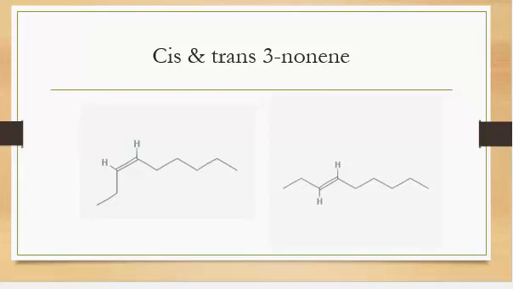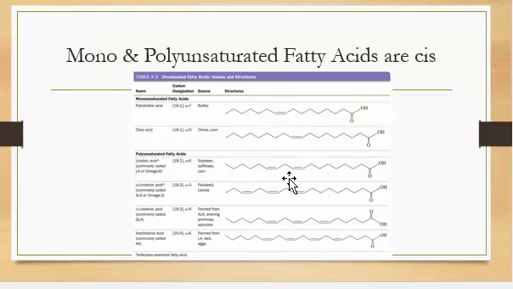Naturally occurring mono and polyunsaturated fatty acids are always cis. This is opposed to trans fatty acids, which are formed from chemically altering fatty acids. Table 4.8 of the textbook lists some common unsaturated fatty acids, or fatty acids with cis double bonds, which includes their skeletal structures and some dietary sources.